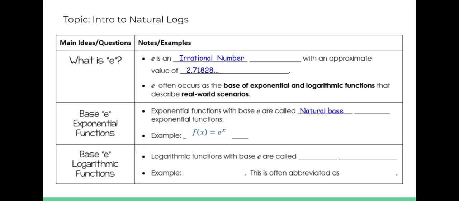Base e logarithmic functions are called natural logarithms or natural logs. So logarithm functions with the base e can look like this: f of x equals log base e of x, and are often abbreviated as ln of x. I always used to think that it should be NL, not LN, so that makes it a little bit different. But that is the natural log of x.